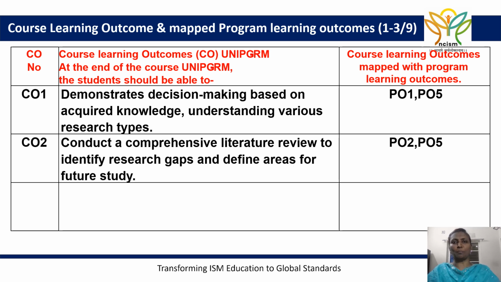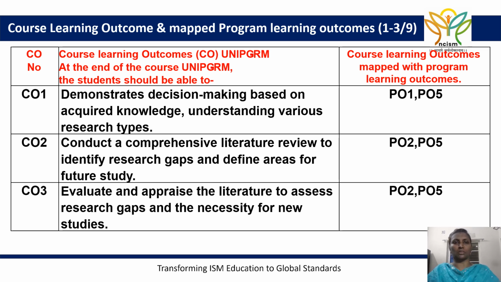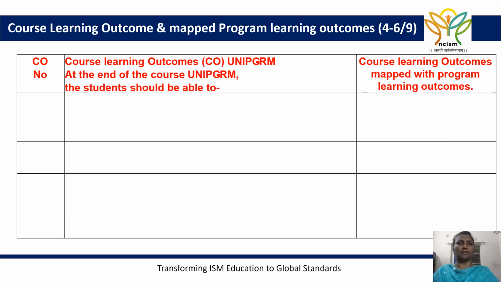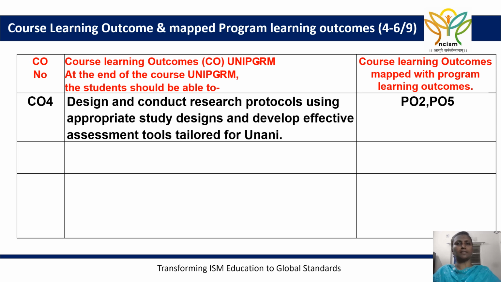CO2. Conduct a comprehensive literature review to identify research gaps and define areas for future study. It has been mapped with PO2 and 5. CO3. Evaluate and appraise the literature to assess research gaps and the necessity for new studies, and it is also mapped with PO2 and PO5. CO4. Design and conduct research protocols using appropriate study designs and develop effective assessment tools tailored for UNANI, and it is mapped with PO2 and 5.